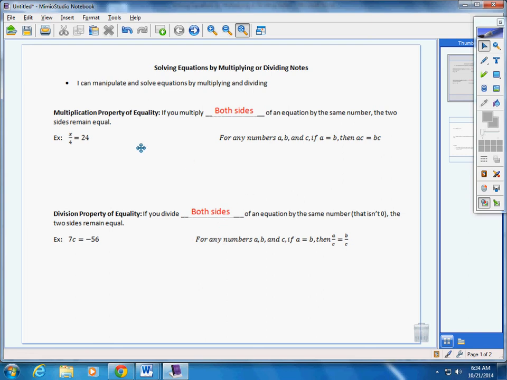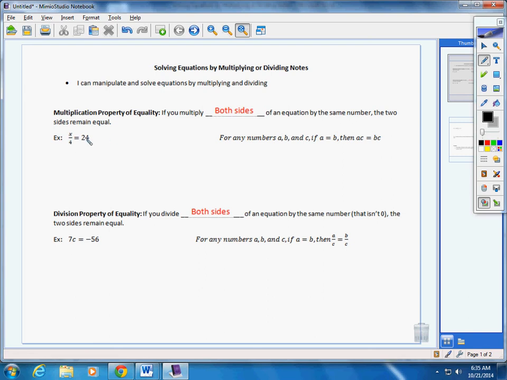So basically, to sum up, our multiplication property, our division property, and our addition and subtraction property, all you have to remember is that as long as you do the same thing on both sides of your equation, then your equation is going to remain true. And that's something you're allowed to do. Okay, it's mathematically sound. So let's come down and let's try an example here.